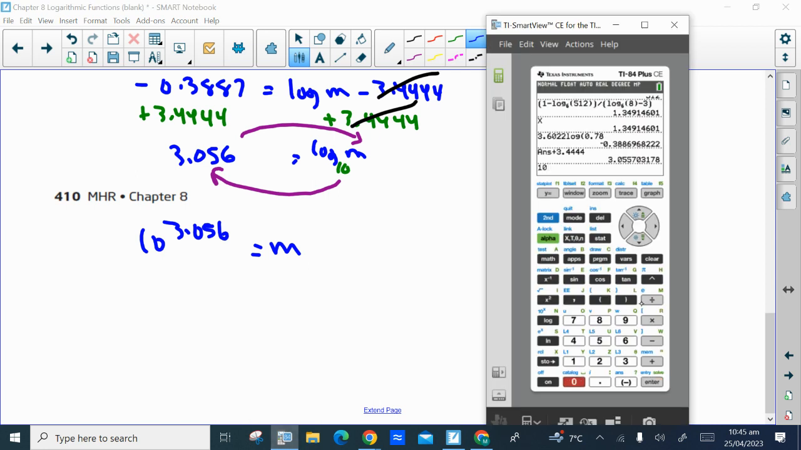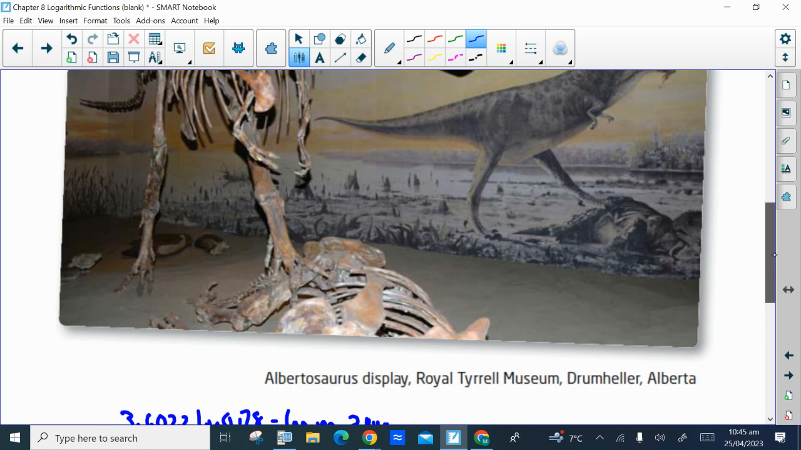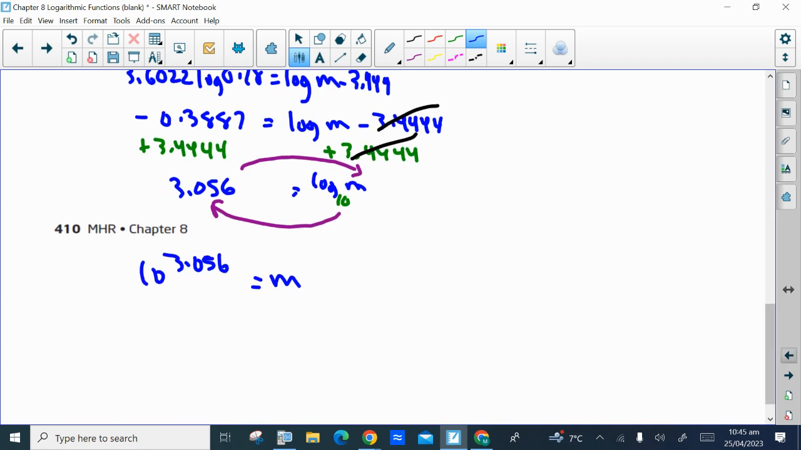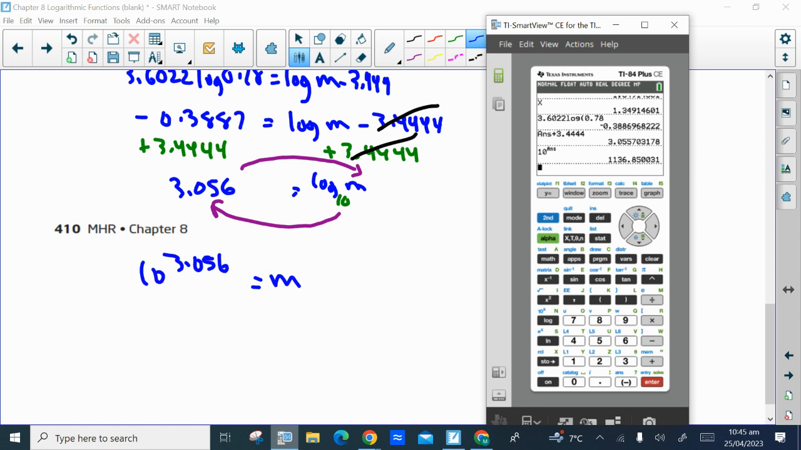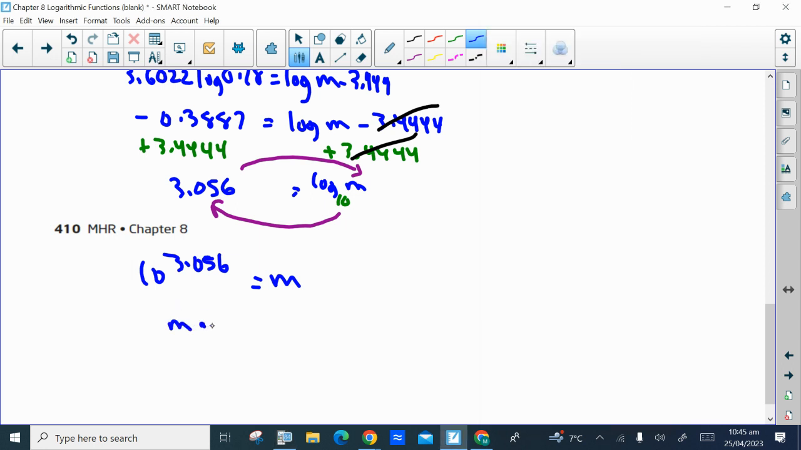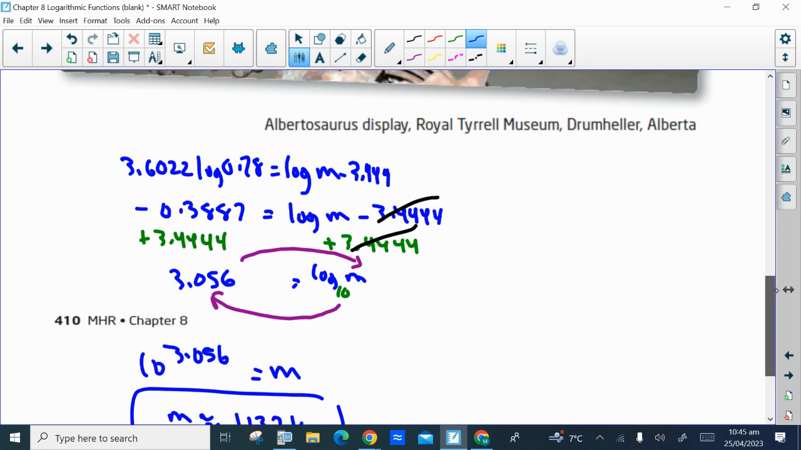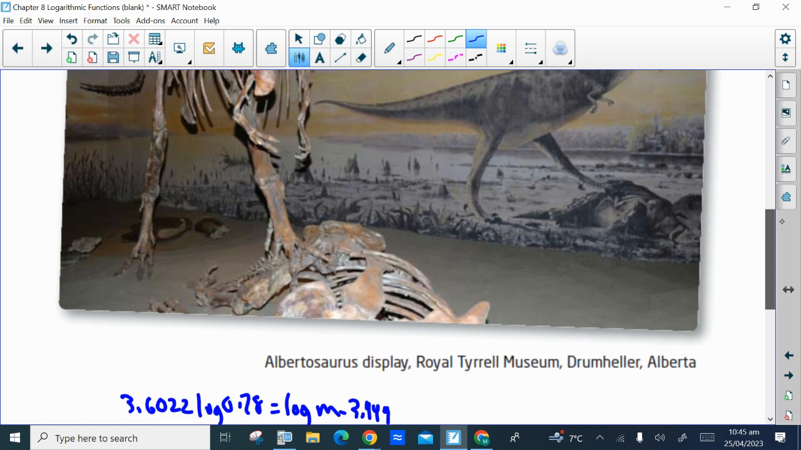So I'll go 10 to the power of the previous answer. So that gives us 1136.85. Does it ask us to round to the nearest kilogram? So that would be 1137 kilograms. So that would be the body mass of that dinosaur if its skull length is 0.78 of a meter.